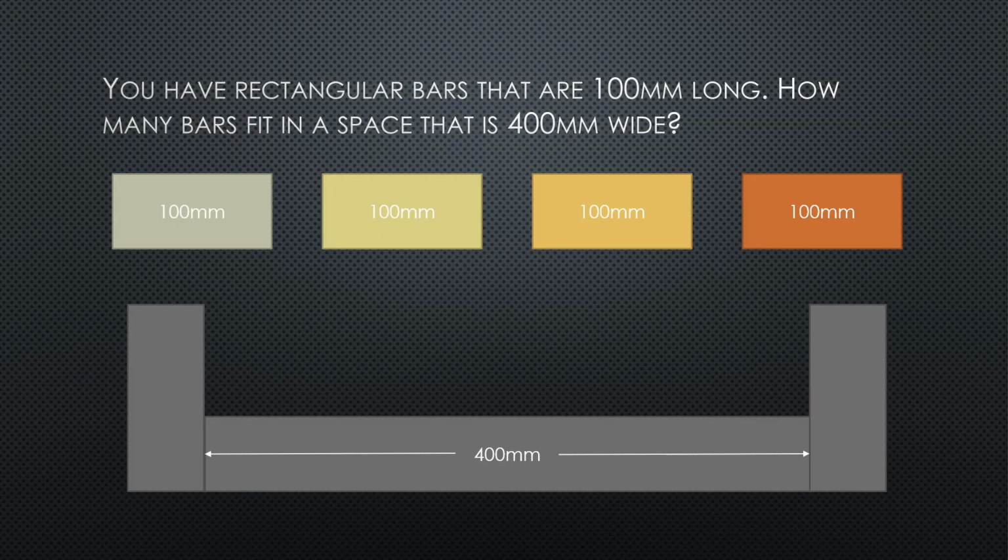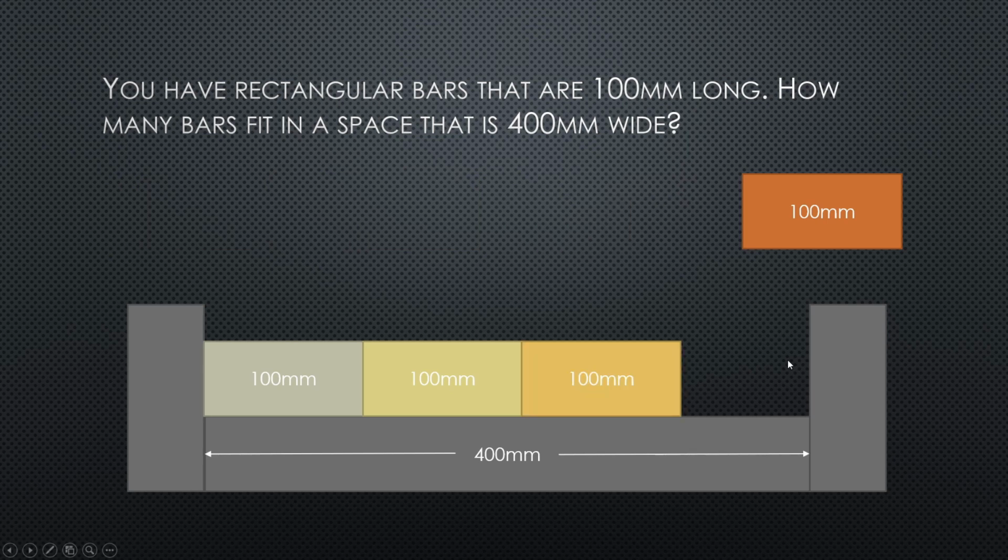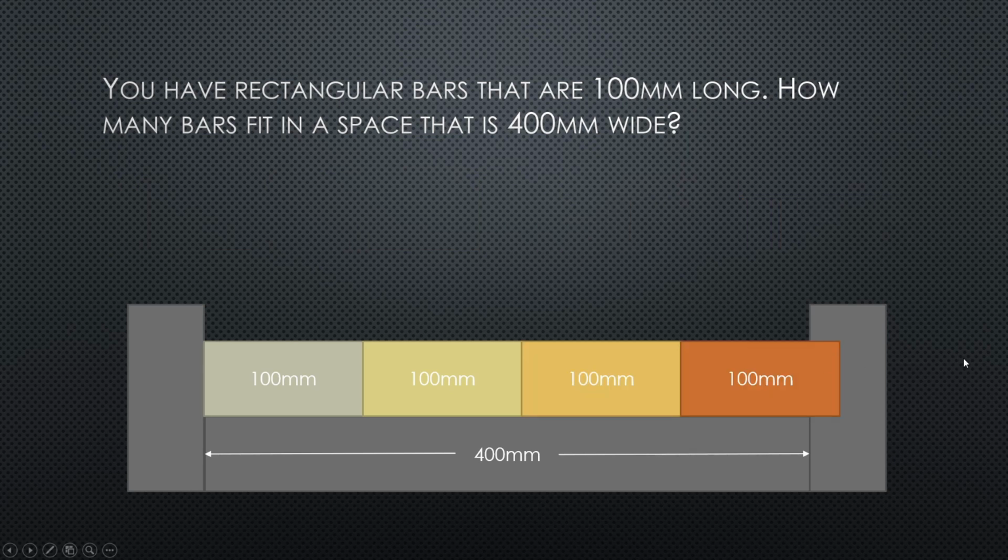For starters, let's look at this really basic problem that almost looks like something that would be in a middle school textbook, but bear with me. You have rectangular bars that are 100 millimeters long. How many bars fit in a space that is 400 millimeters wide? And as basic as this problem is, the answer of course is 4, because 400 divided by 4 equals 100 millimeters. But is that what happens in reality?